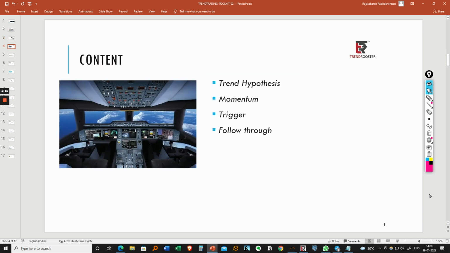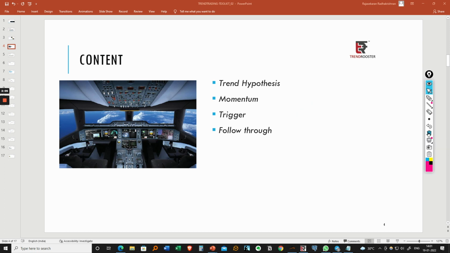Let's move in. So what is today's content? Overall, this series is going to be only this framework. This is my framework: trend, then momentum, trigger, follow through. Today my objective is to explain the trend and its hypothesis. We're going to find the trend in an objective manner. Let's look at the details in the next slides.